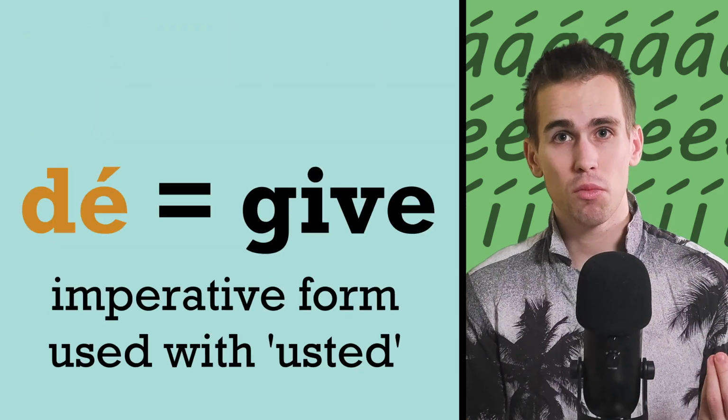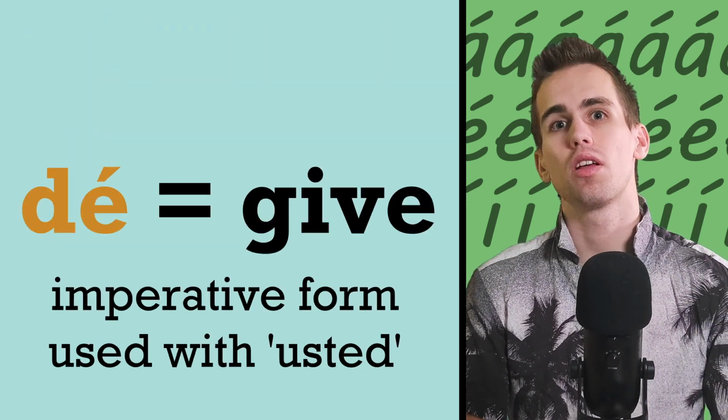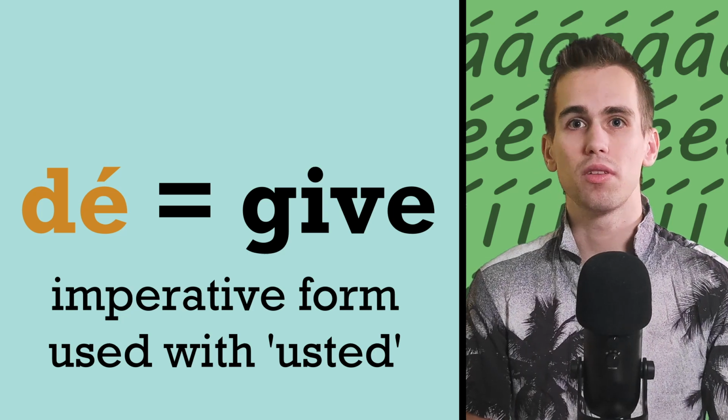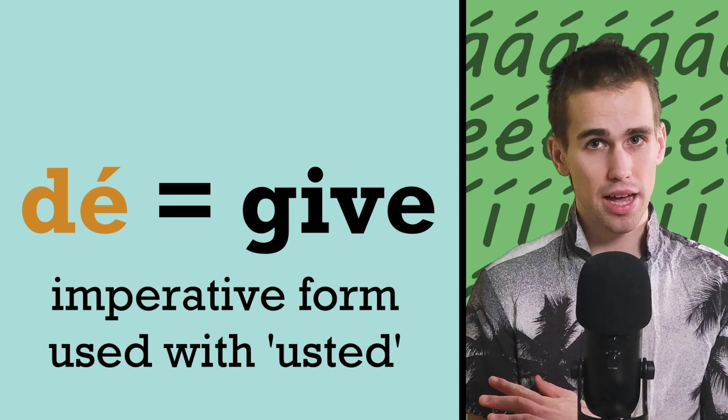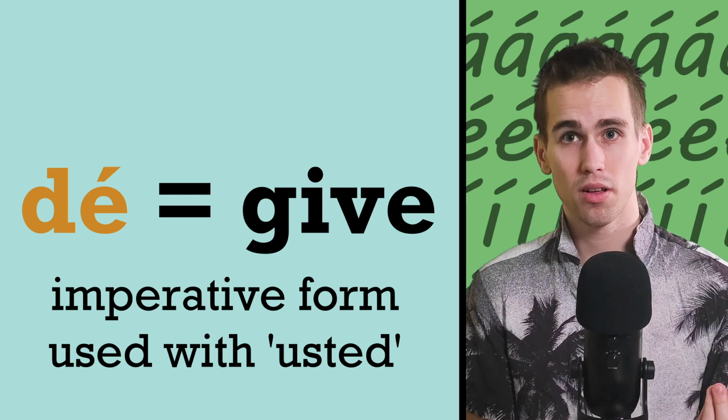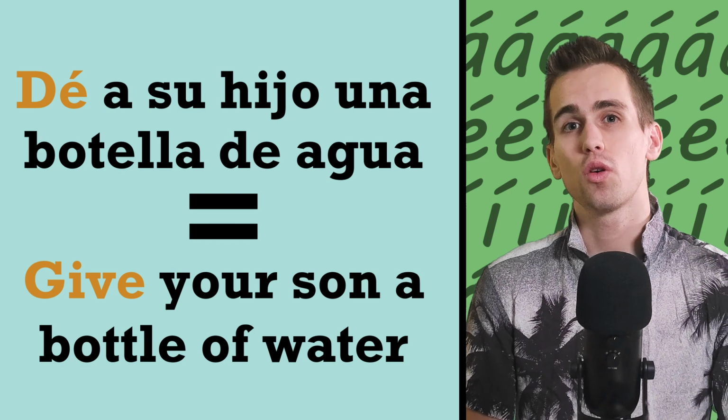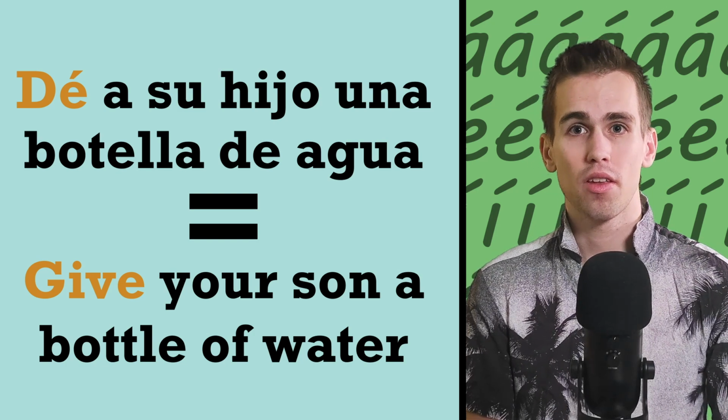Dé with an accent mark can be the singular formal imperative form of the verb dar. In other words, dé is used to give commands in the usted form. Dé a su hijo una botella de agua.